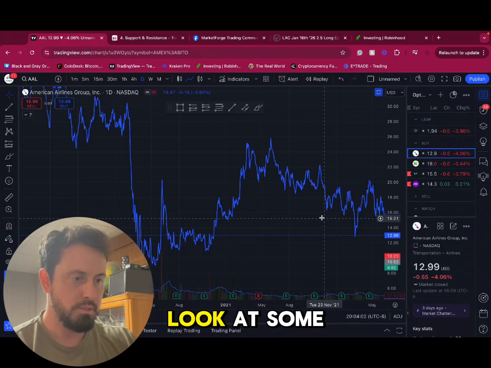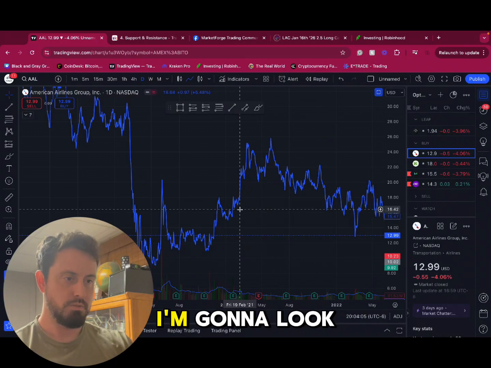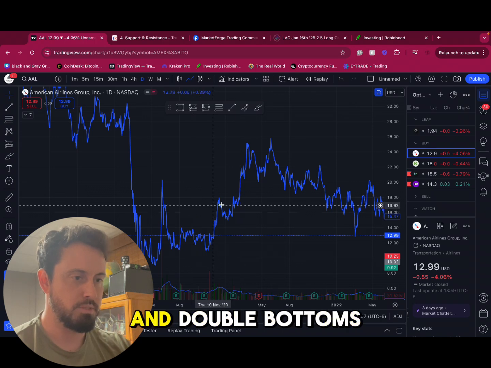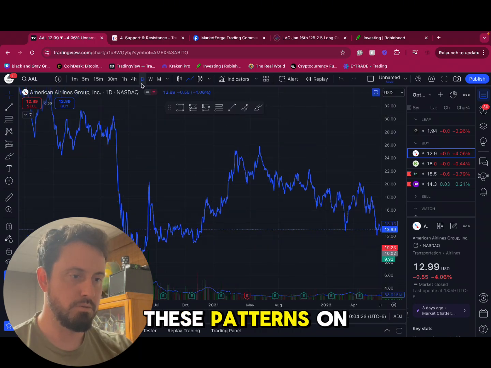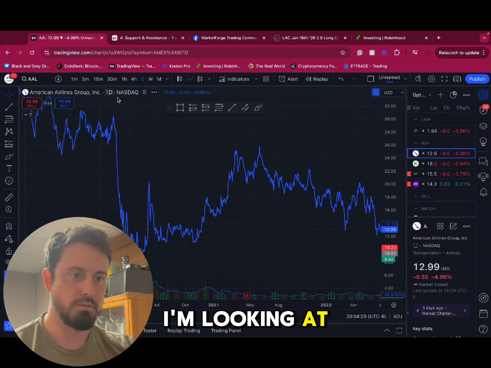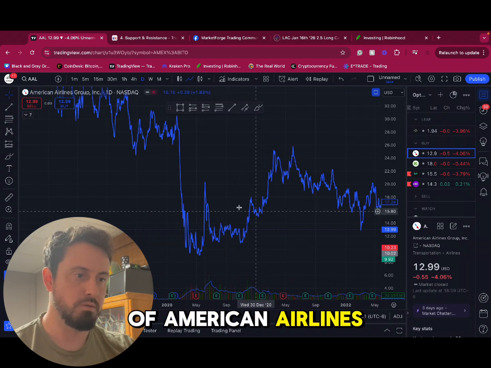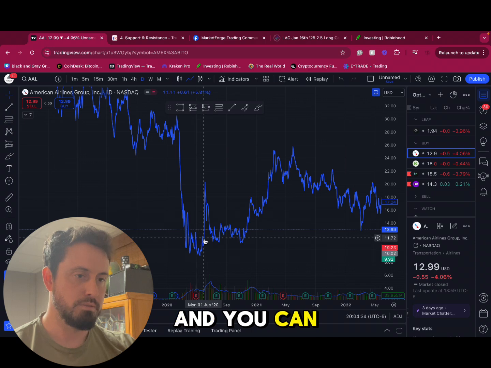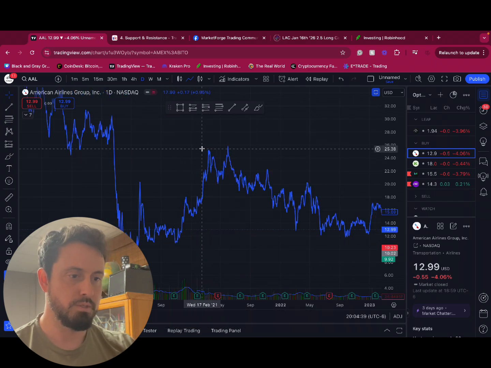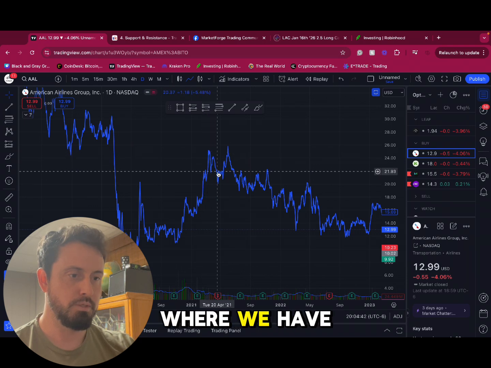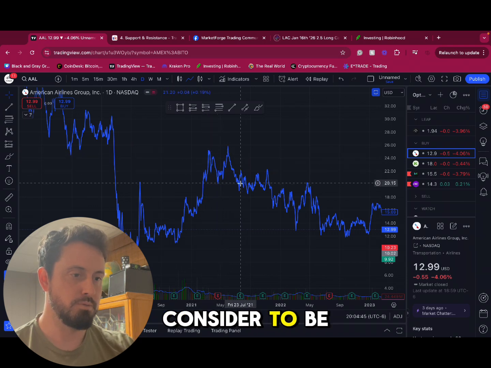So taking a look at some reversal patterns, I'm going to look at double tops and double bottoms. When we're looking at a chart, you can find these patterns on any time frame. I'm looking at the daily chart of American Airlines, and you can see here where we had a big drop off and then it formed an uptrend coming up to this point here where we have what I would consider to be a double top.